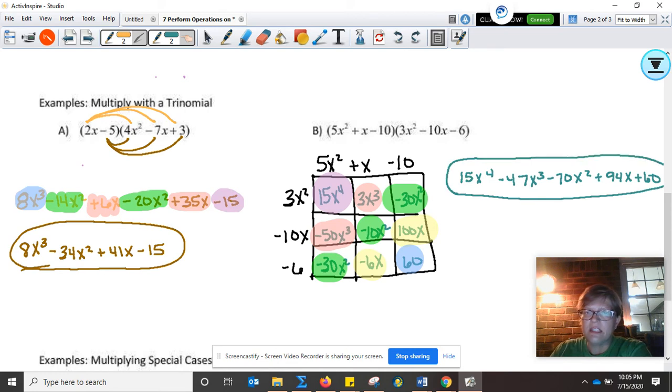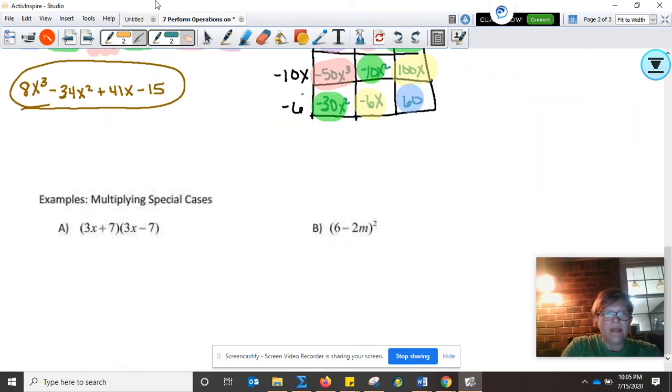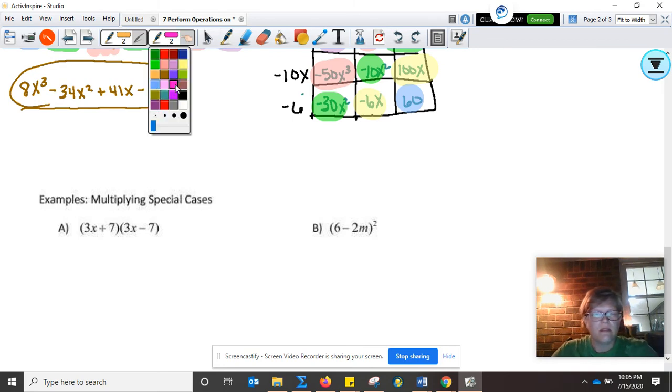See how it makes it a little bit easier to be organized with this. Notice the diagonals are the like terms. 9 times out of 10 that will happen, but there's once in a blue moon that it won't. So just be careful. Okay, now when we have special cases, go ahead and try these on your own. But when you do them, you can do them either way.